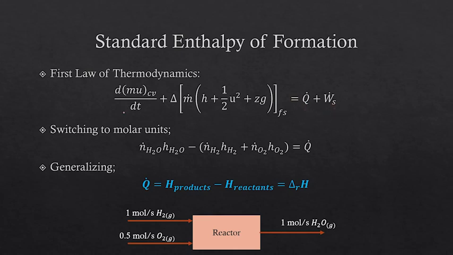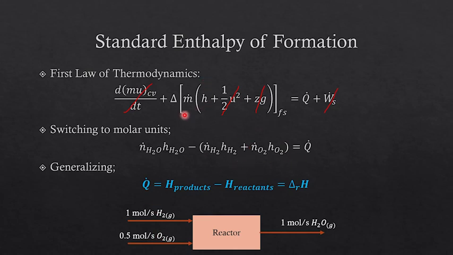If we assume that the process is steady state, then we cancel our derivative with respect to time. And if we assume that kinetic and potential energies are negligible, as well as there is no shaft work involved in this process because it's just a simple reactor, then we will end up with this equation here. We have the rate of heat transfer Q is equal to the molar flow rate of water multiplied by the enthalpy of water, because this is your output. Remember, delta here is output minus input. For the input, we have two terms because we have two separate reactants.